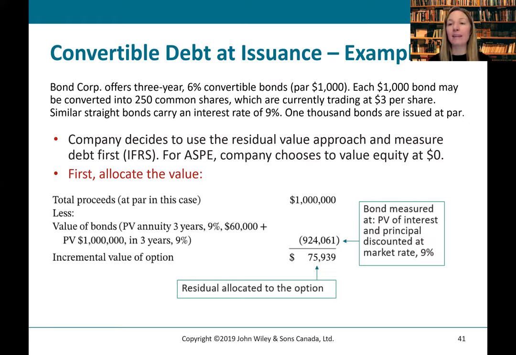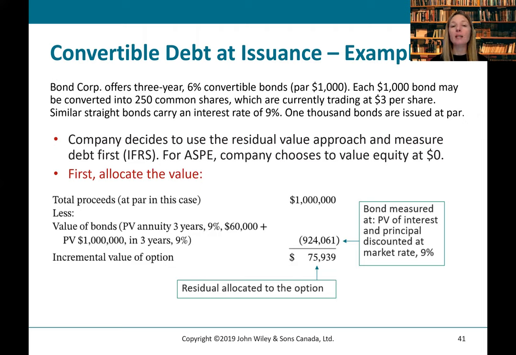So let's take a look at an example. Bond Corp offers 3-year, 6% convertible bonds with a par of $1,000. Each $1,000 bond may be converted into 250 common shares, which are currently trading at $3 per share. Similar straight bonds carry an interest rate of 9%. 1,000 bonds are issued at par.